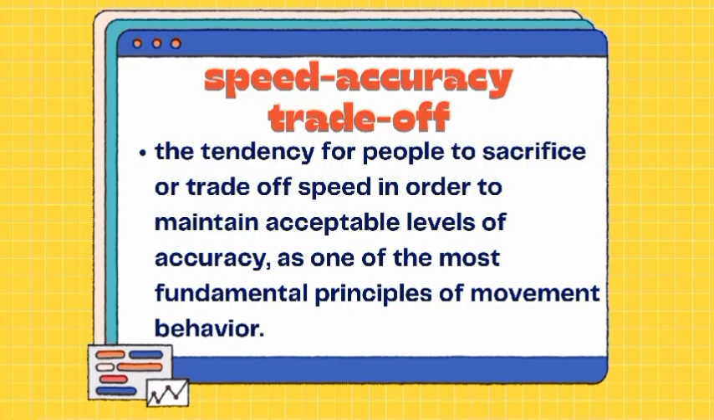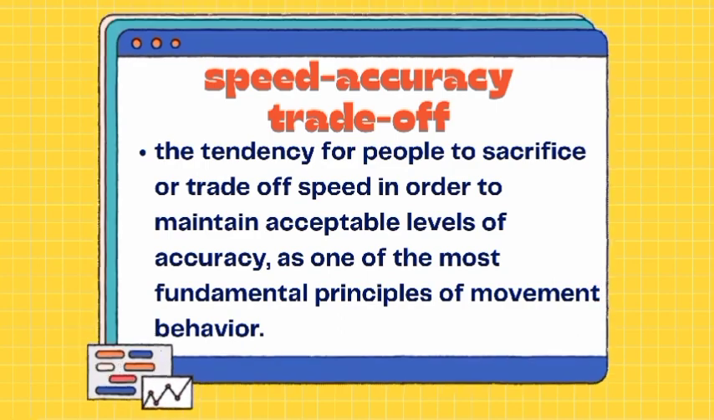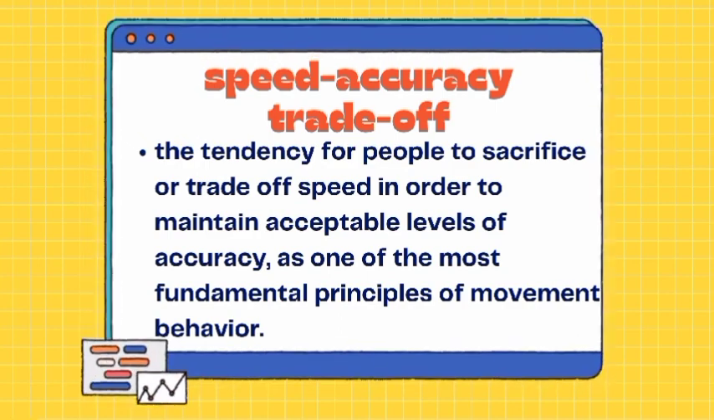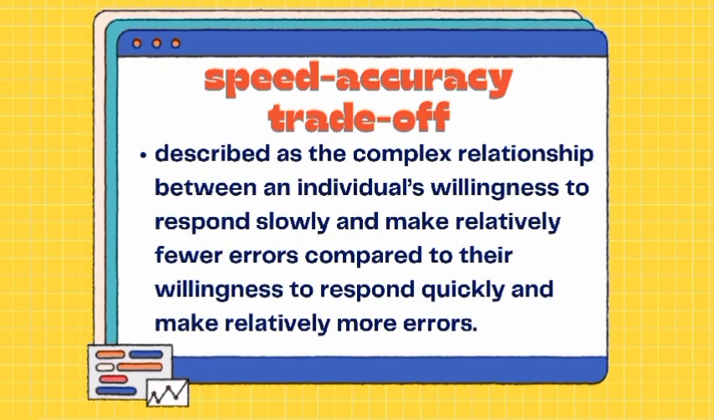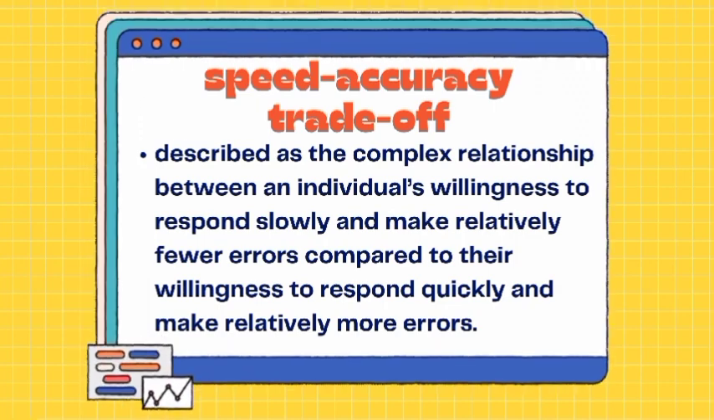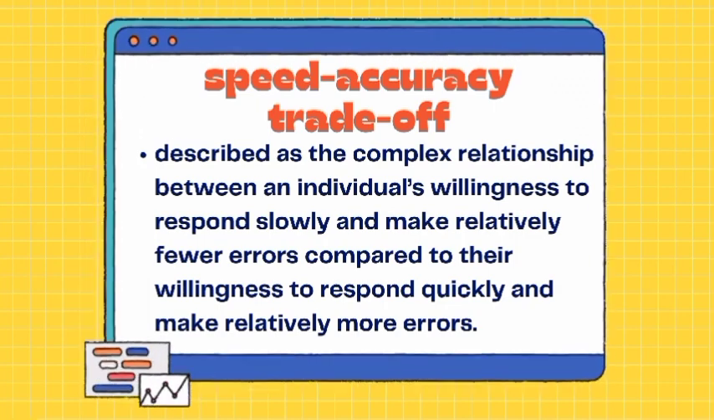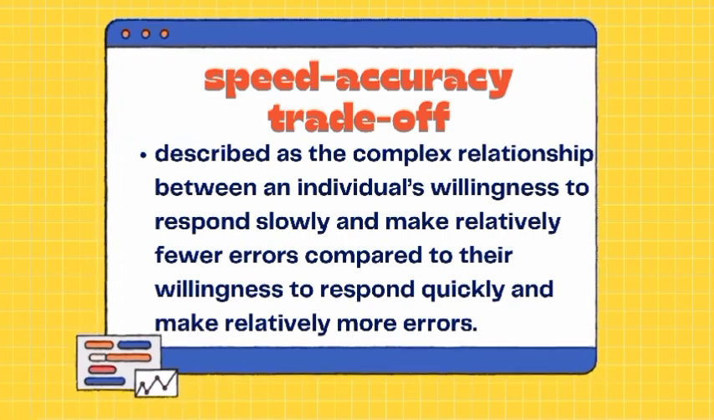Speed-accuracy trade-off is the tendency for people to sacrifice or trade off speed in order to maintain acceptable levels of accuracy, as one of the most fundamental principles of movement behavior. Speed-accuracy trade-off is also described as the complex relationship between an individual's willingness to respond slowly and make relatively fewer errors compared to their willingness to respond quickly and make relatively more errors.